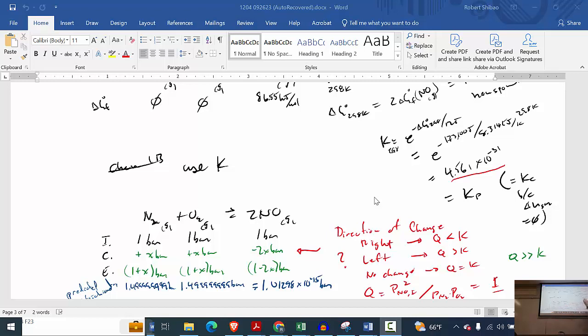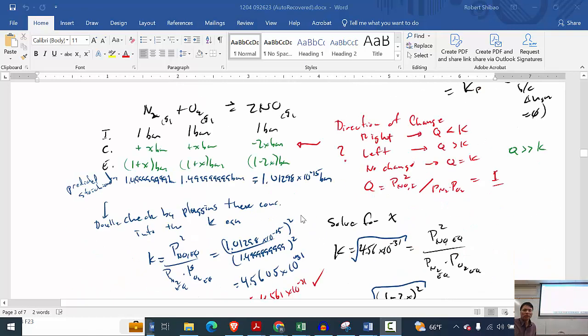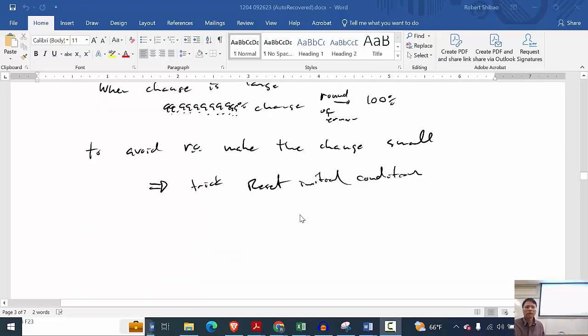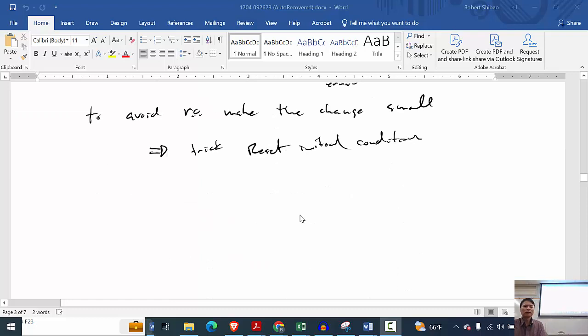If the K is very big, then it's going to heavily bias the products. And so one of the tricks that we do is we take a look at if one side is favored over the other, largely. And then we do something called resetting the initial conditions. And so let me talk about that now.